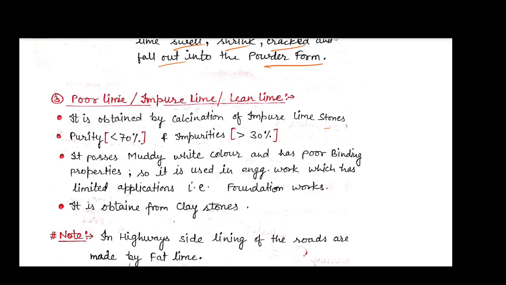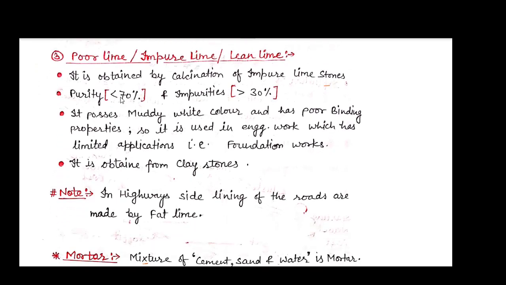The third and last type of lime is poor lime. It is also known as impure lime or lean lime. Here the word poor means it is the lowest quality of the pure lime. It is also obtained from the calcination of impure limestone. Here the purity level is less than 70% and the impurity level is greater than 30%. Due to this major percentage of impurity, it possesses a muddy white color and has a poor binding property.